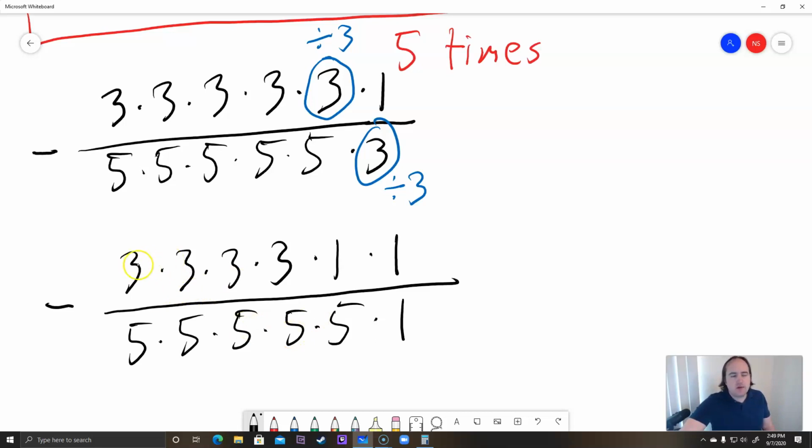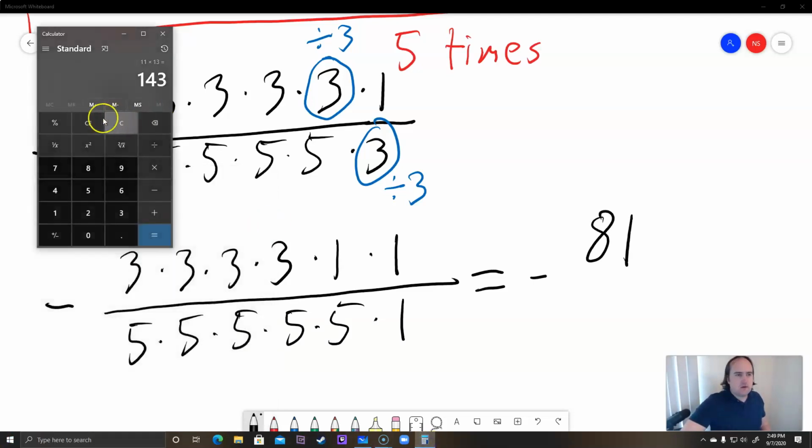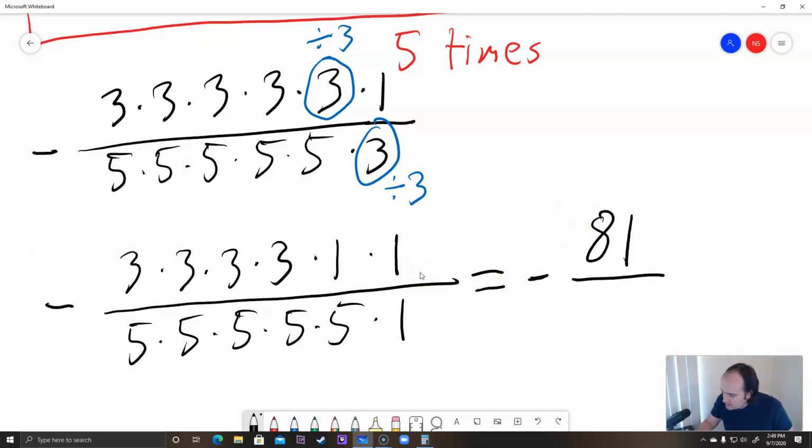So for example, on the top, we can do 3 times 3 is 9, times 3 is 27, times 3 is 81, and then times 1 is still 81. So on the top, we're going to get 81. And you can also do that on a calculator, like I was just saying. So on your calculator, you can do 3 times 3 times 3 times 3, and that gives you 81. Okay, so we have negative 81 over, well, in the denominator, this would be a lot of work to write it out by hand. So again, I would recommend doing that on a calculator.